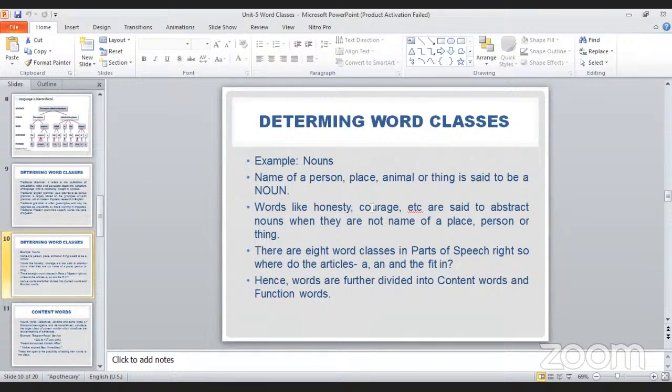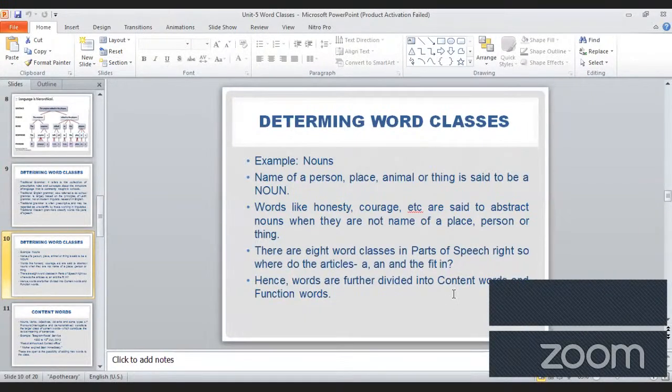This is where the research started happening. Okay. There are 8 word classes in parts of speech. So what are word classes, students? I hope you understood now. The parts of speech, each one individually, are now called word classes. And where do the articles a, an, and the fit in? This is a question for you, for me also, and for everyone as an English teacher or a student. We need to understand that this is what it is like. Now, hence, words are further divided into content words and function words.